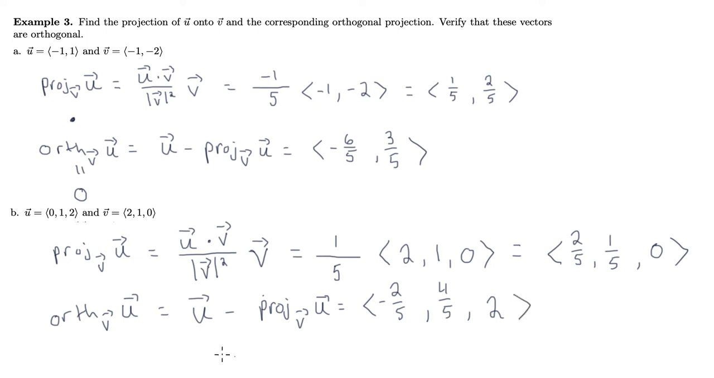Okay, and we can see that these vectors are indeed orthogonal. If we take the dot product, we get negative 4/25 plus 4/25 plus 0, which is 0. So they are indeed orthogonal.